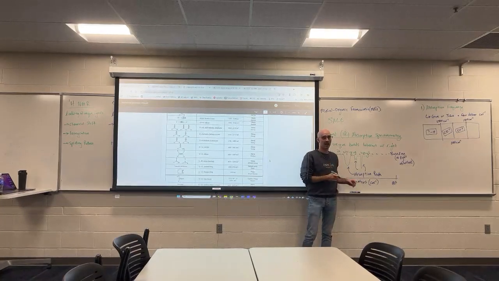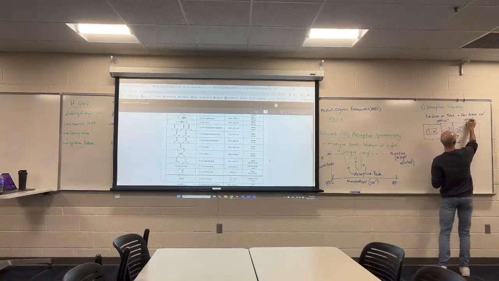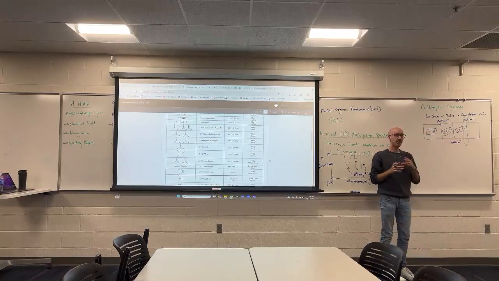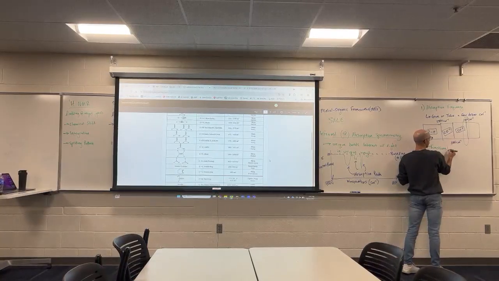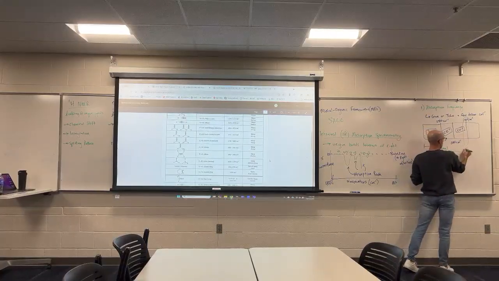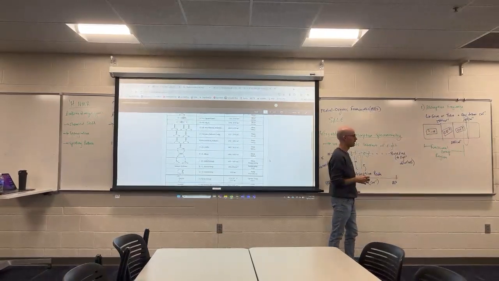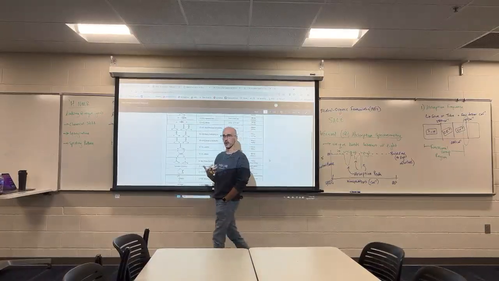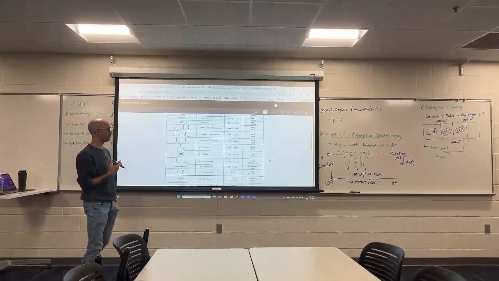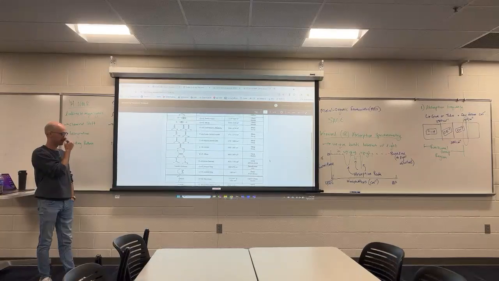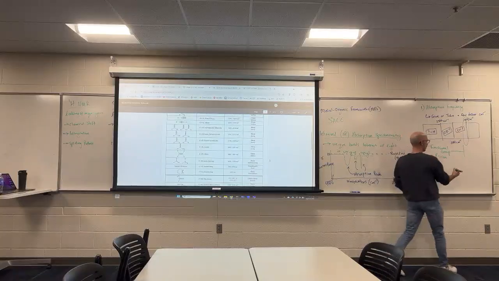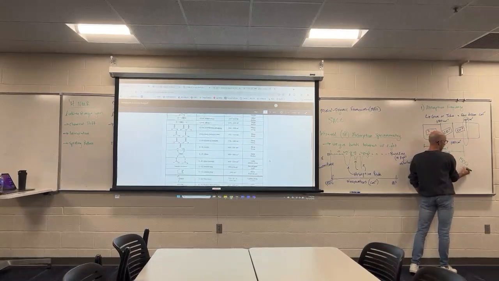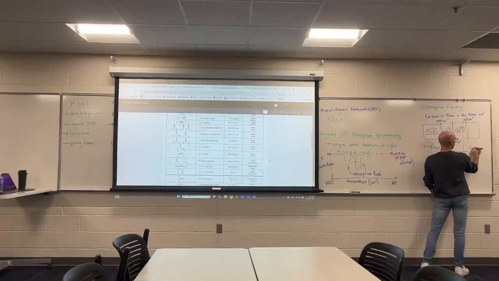Now this line at 1500 is an important line. This separates two regions for us. To the left is the functional group region. That's where most of our functional groups absorb. That's where we get a lot of important information. And to the right of 1500, we call the fingerprint region.